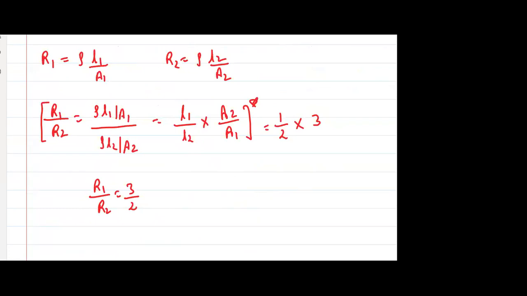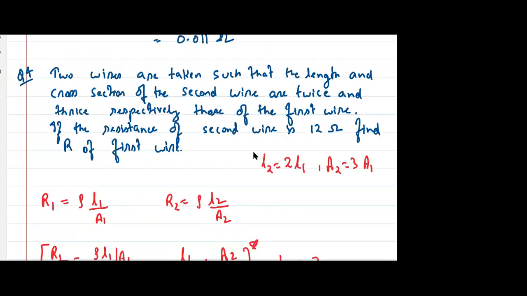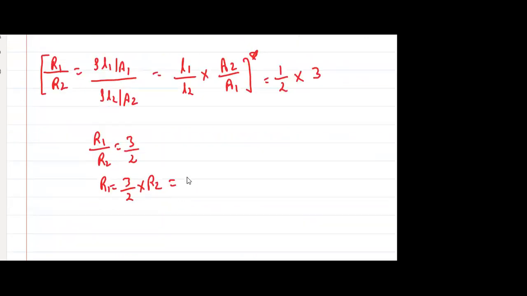Tell me, everyone. Sushant, you're getting it? Sterina? No, Sterina, you made a blunder, I guess. So R1 is 3 by 2 into R2. What is R2, guys? R2 is given, 12 ohm. So it is 3 by 2 into 12. So it is 18 ohm. Clear, everyone? Does everyone understand? Sterina, you got it? Sinchana, you got it? Shashank, Akshata, everyone?